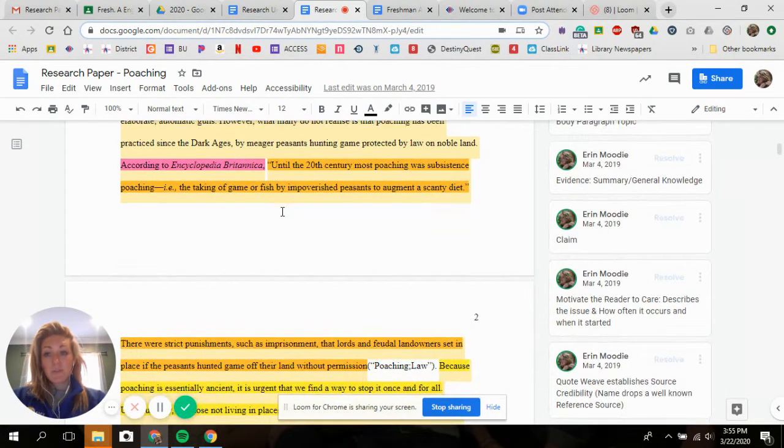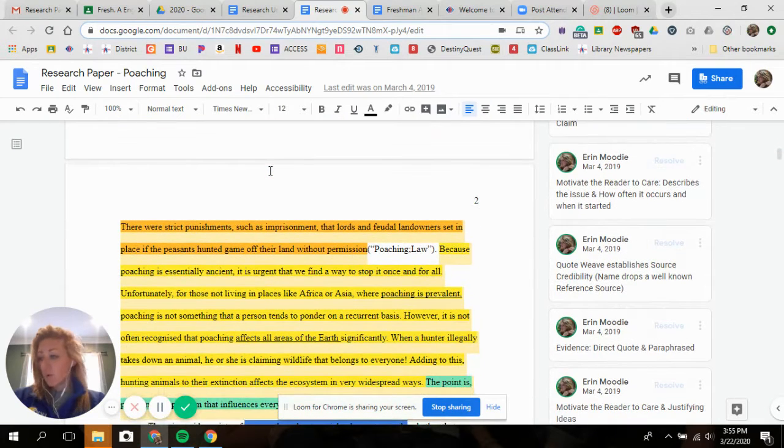Another thing I was looking at in your first draft was that you were using your quote weaves and building your source trustworthiness, the source credibility, with those quote weaves, just like they did here. That's highlighted in purple. And you're presenting your evidence in various ways, so you use direct quotes, paraphrasing, and summarizing.